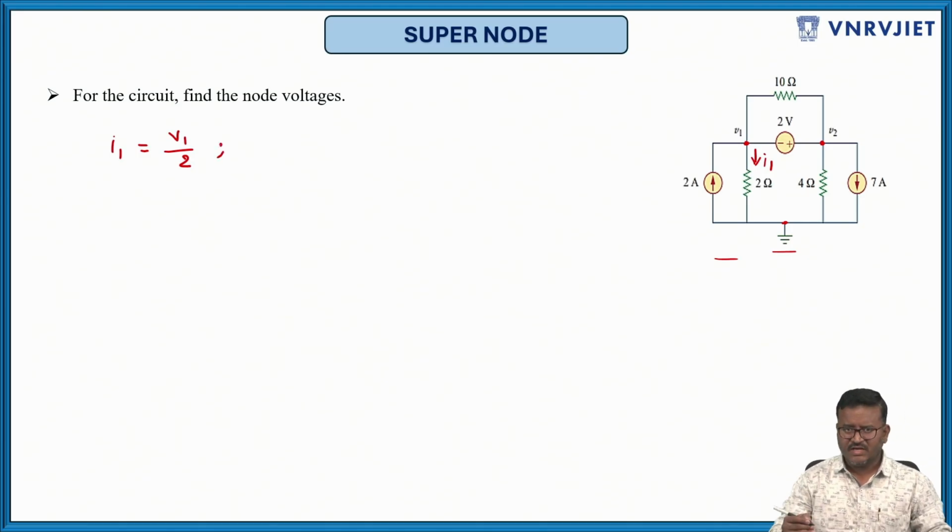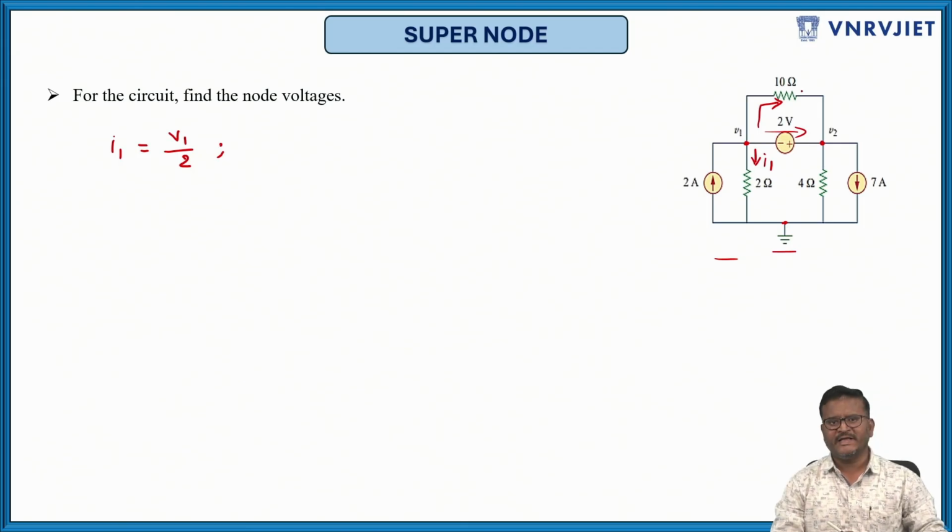Next, the other 2 branches. This is one branch and this is the other. For this branch, we don't know the current. Why? Because there is no resistance, there is a voltage source. That voltage source is present between the 2 non-reference nodes. So you don't know that current, and you can't apply a KCL over there. Maybe you can say the current is V1 minus V2 by 10.